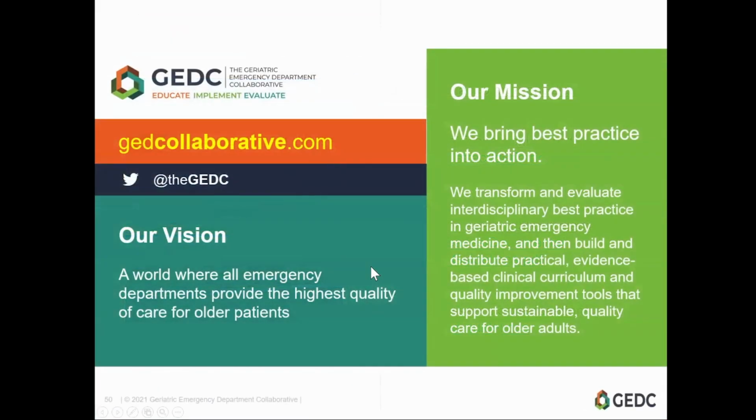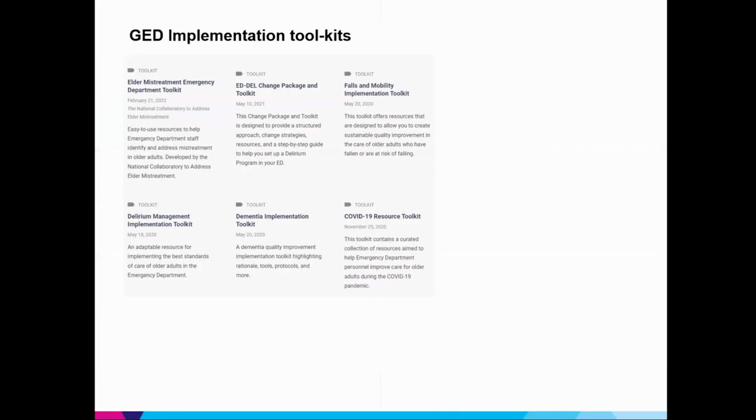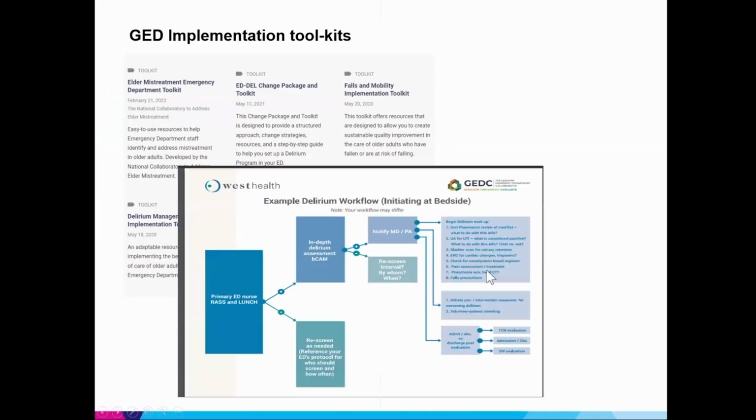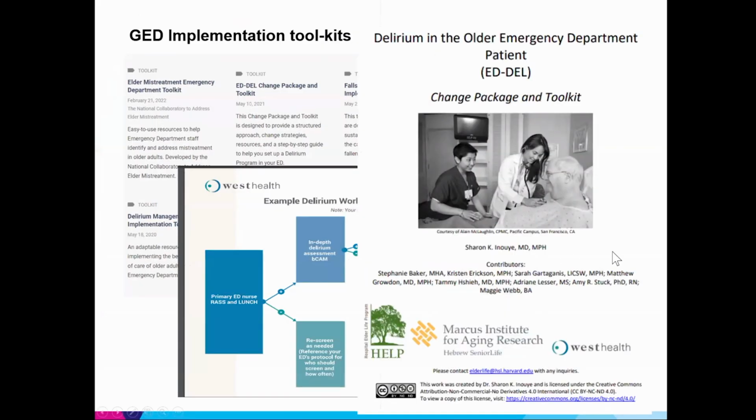For more information on how to implement many of these programs, I mentioned to you before the Geriatric ED Collaborative, or the GEDC. If you just go to the website, there are many resources available that include how to implement mistreatment kits, dementia programs, delirium programs, fall mobility implementation toolkits, ways to incorporate this into workflows in the ED, and a huge packet that was developed specifically around delirium. So lots and lots of resources on the GEDC website.